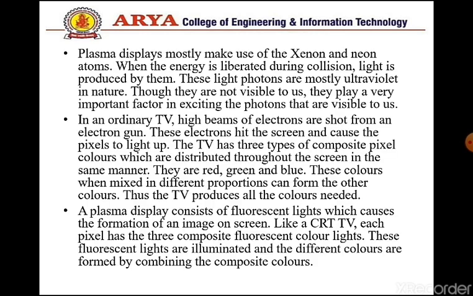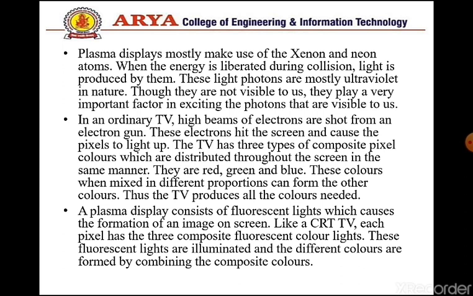Plasma displays mostly make use of xenon and neon atoms. When the energy is liberated during collision, light is produced by them. These light photons are mostly ultraviolet in nature. Though they are not visible to us, they play a very important role in exciting the photons that are visible to us. In an ordinary TV, high beams of electrons are shot from an electron gun. These electrons hit the screen and cause the pixels to light up.